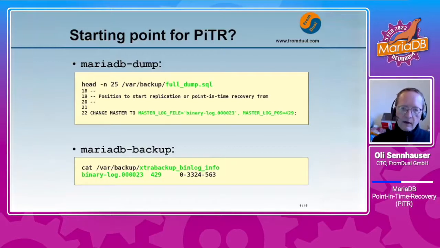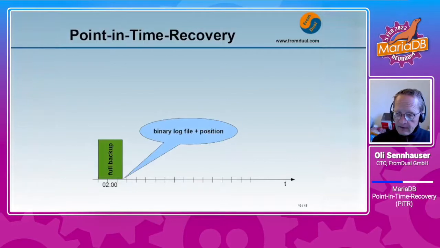If you did the backup with MariaDB backup, then you find the binary log file and the binary log position in your backup in this file called xtrabackup_binlog_info, and here again binary log file and the position where you have to start your point-in-time recovery. So with your point-in-time recovery, we have done the full restore. We know the file and the position, and now we want to play back binary log 23, 24, 25, 26, etc. up to the point where you did the logical error.